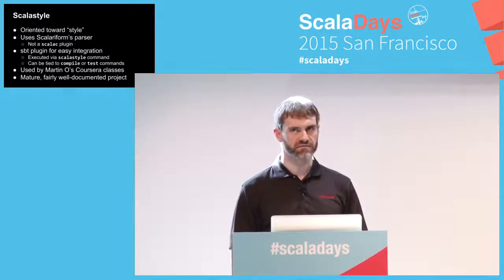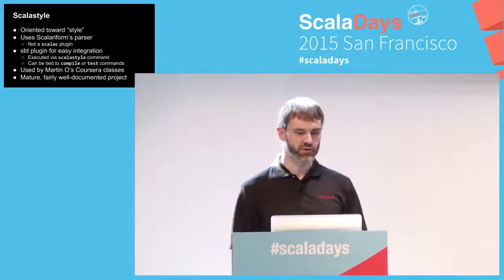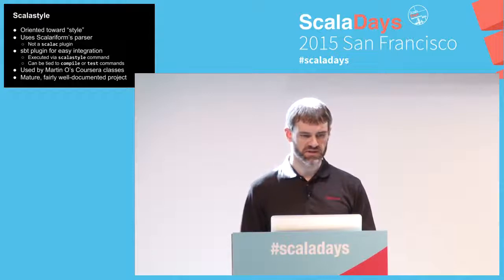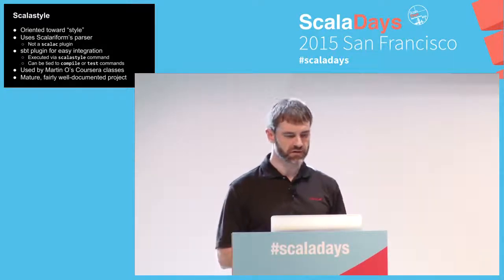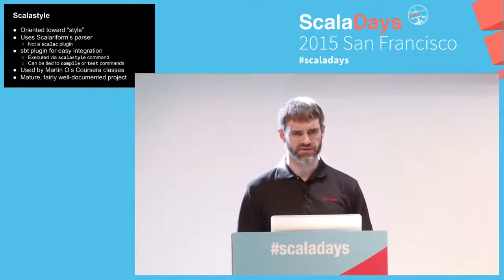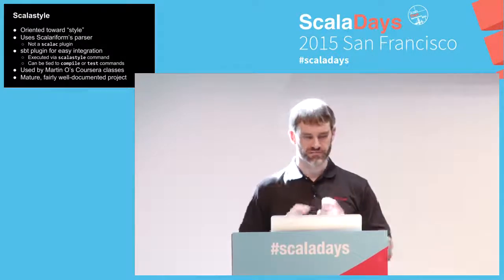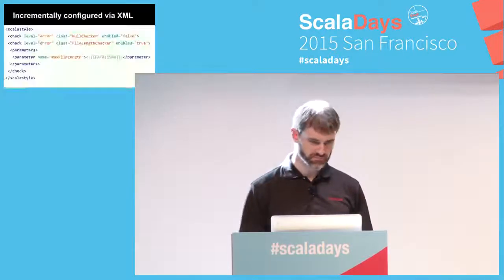But it doesn't have the full type information that these other things do. It's easy to get into your project. There's just an SBT plugin that you stick in there, and I believe there are other integrations for other editors. Martin's class on Coursera has used this in the past to help people identify sort of better Java ways of writing Scala that they shouldn't be doing. It's a mature and a well-documented project.